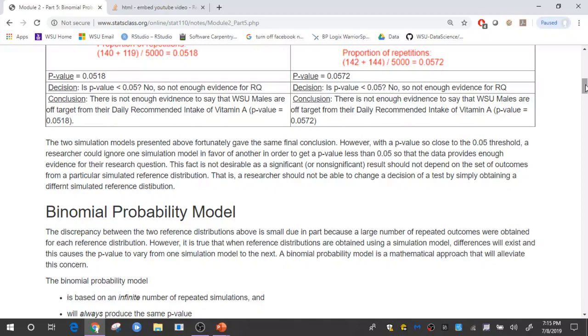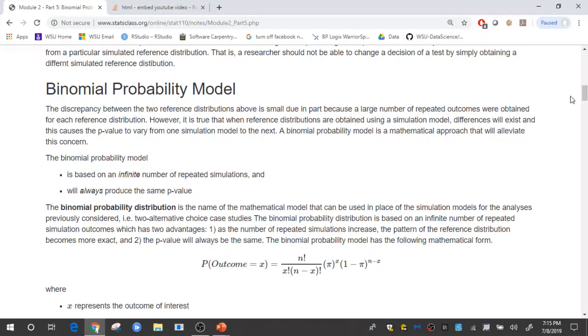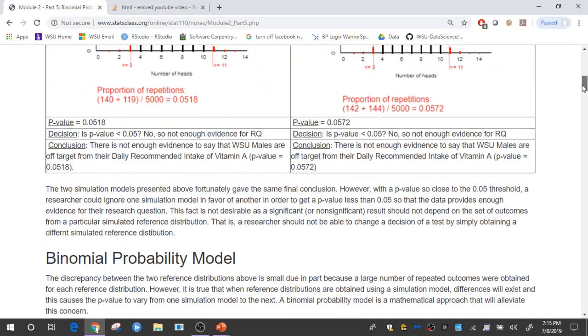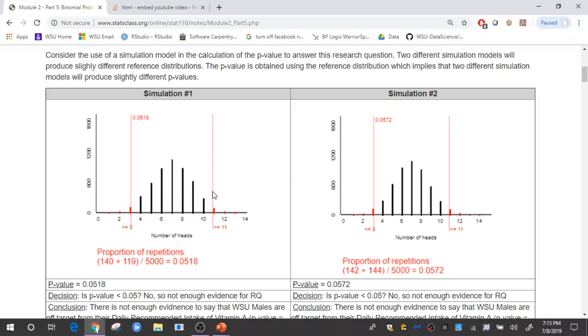The binomial probability model solves this problem. The binomial probability model will alleviate that problem that I just mentioned. So how does it do that? Well, the binomial probability model is based on an infinite number of repeated samples. If we look at our simulation distributions up here, we used 5,000 repeated outcomes. The binomial probability model uses an infinite number of outcomes. So in that sense, it's a mathematical result.